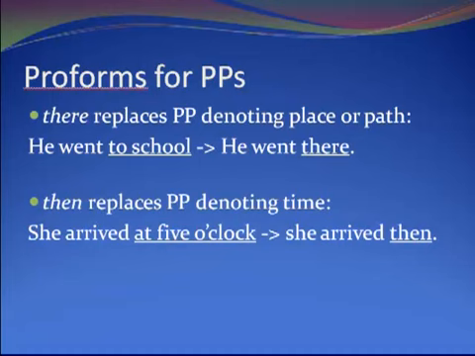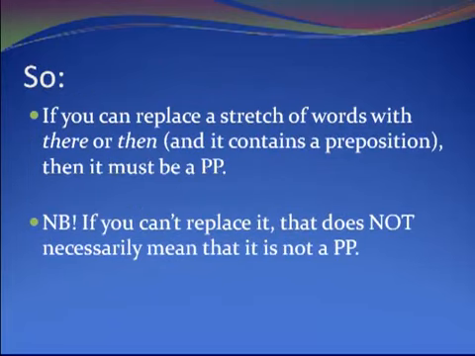And then replaces a prepositional phrase denoting time. So she arrived at 5 o'clock, you can say she arrived then. So if you can replace a stretch of words with there or then, and it contains a preposition, that's of course a prerequisite, then it must be a prepositional phrase. Now, you have to be careful with this, because if you can't replace it, that does not necessarily mean that it's not a prepositional phrase. It just means that it's not a prepositional phrase denoting a place or a time or a path.